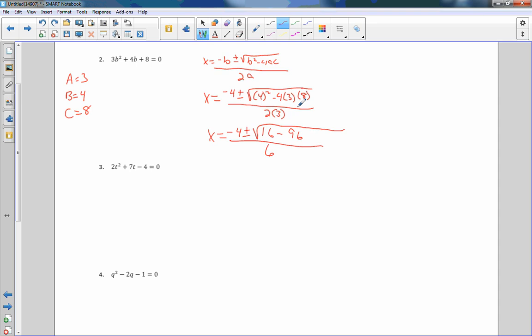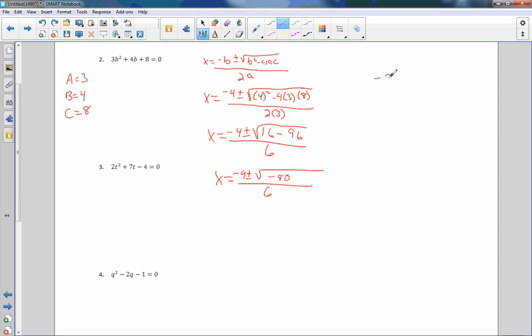This is going to give me a negative number. That means something here. Negative numbers under the radical will give us imaginary. The quadratic does not cross the x-axis, but we can still find our imaginary roots. So now x equals negative 4 plus or minus the square root of negative 80 all over 6.